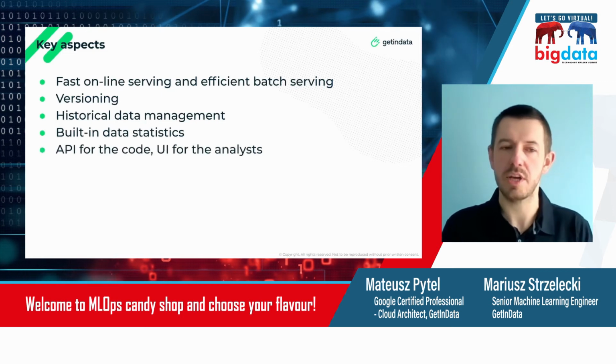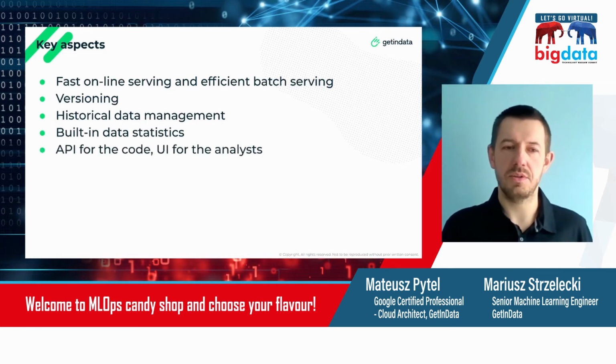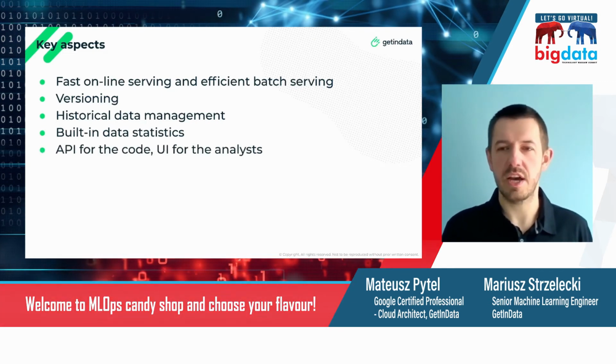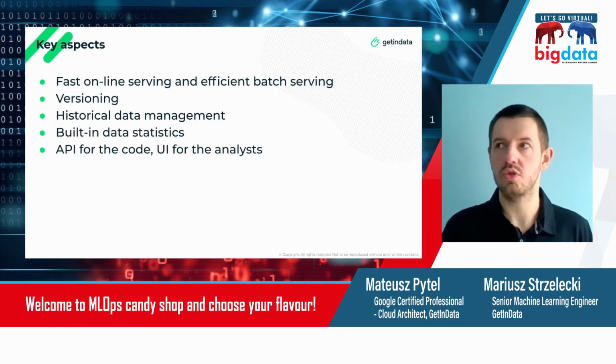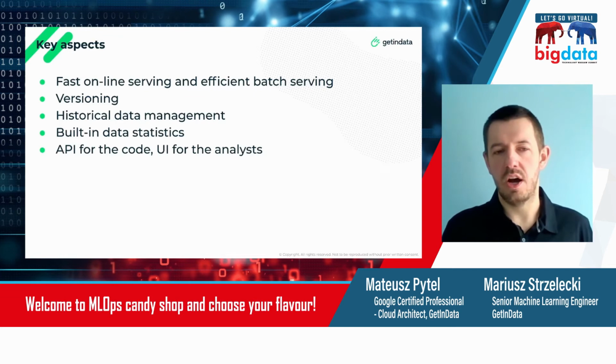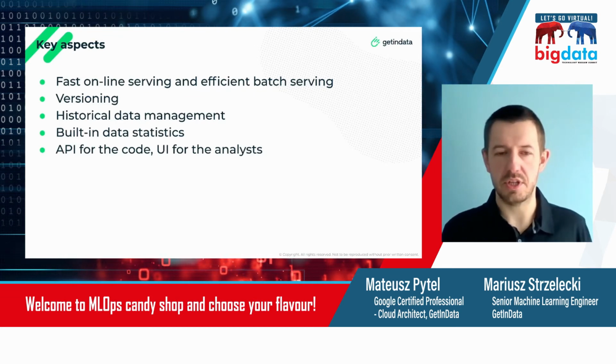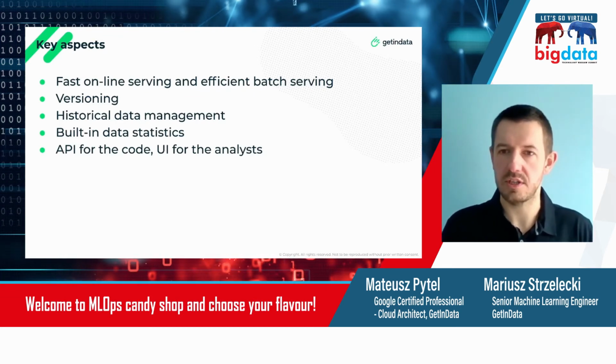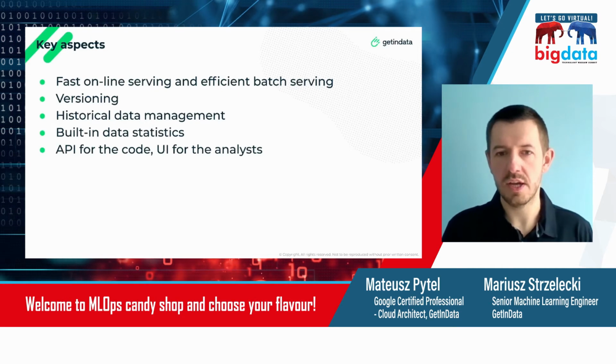And also we need the API for the code. So you need the API to present you the schema of the features, both for training and for the predictions, but you also need the user interface for analysts to collaborate.